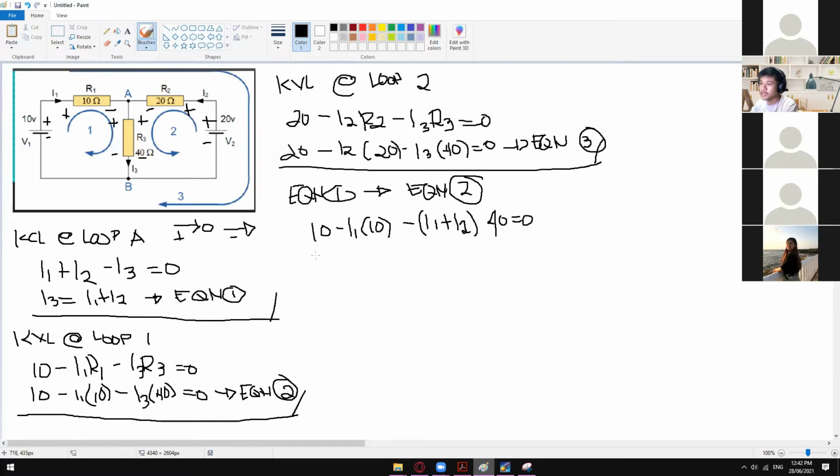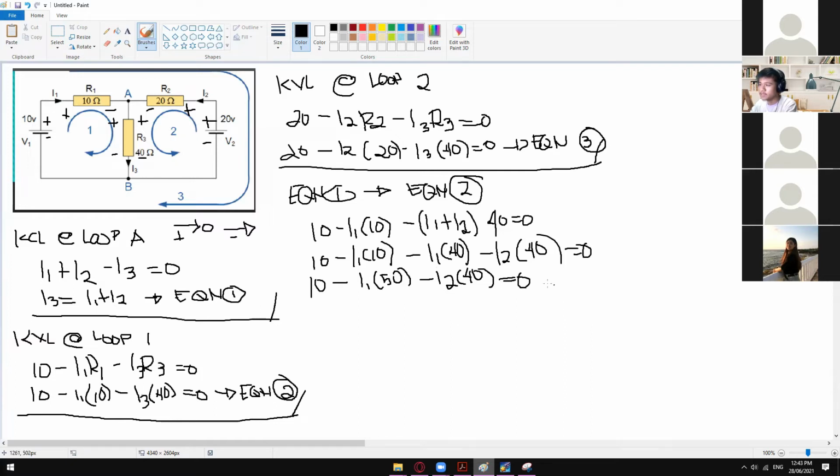In here we can simplify this a little bit more into 10 minus I1 times 10 minus I1 times 40, minus I2 times 40, is equal to 0. Just combine similar terms. So we have minus I1 times 10 and minus I1 times 40, which is negative 50. So we have minus I1 times 50 minus I2 times 40 is equal to 0. You can now say that this is your equation number 4, the newly formed equation number 2. Do the same thing on equation number 3, so equation number 1 going to equation number 3.